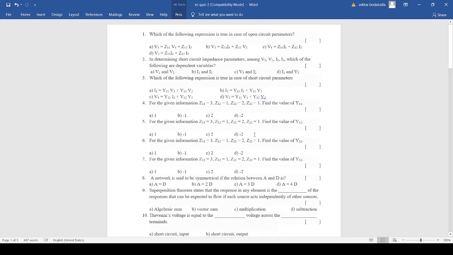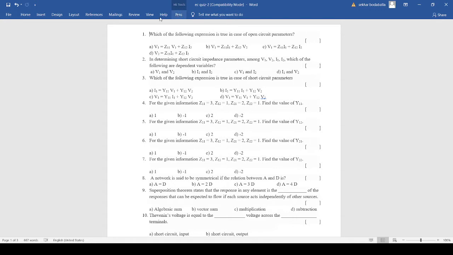Let us see answers for the second objective test questions. Let us go one by one. First question: which of the following expression is true in case of open circuit parameters?